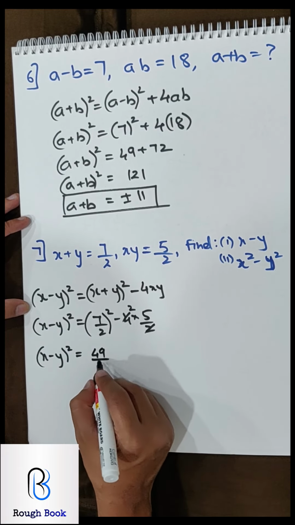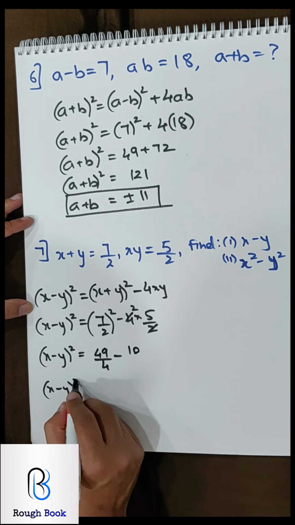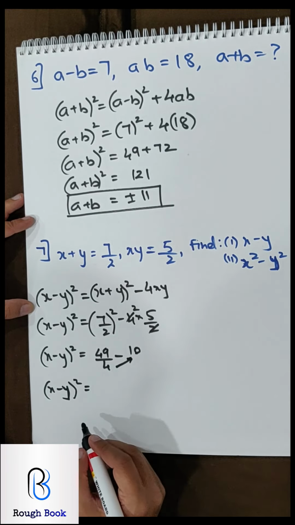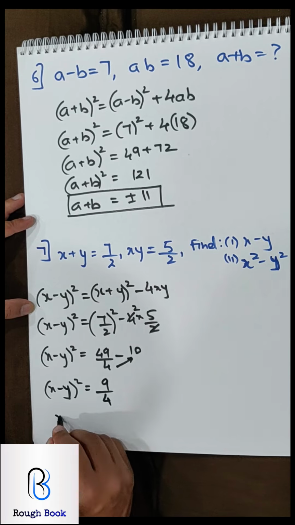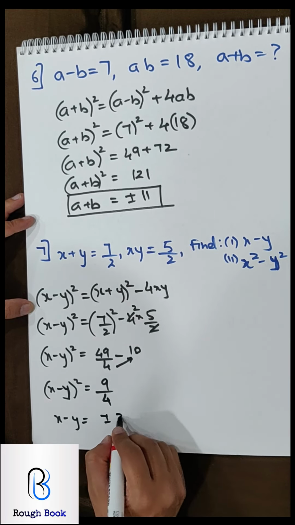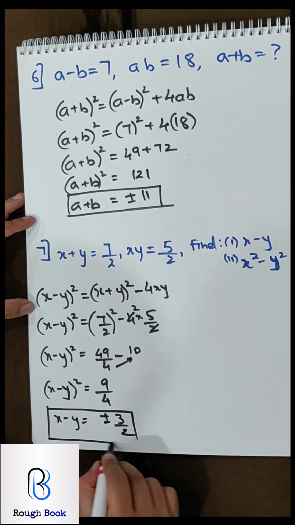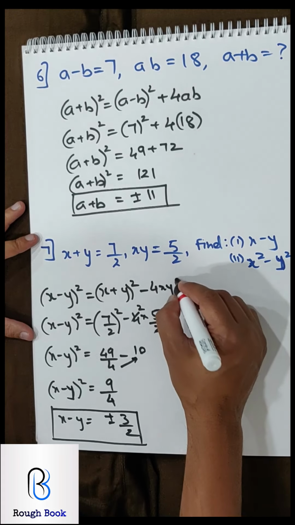7 square is 49 upon 4, and 10. So (x minus y) the whole square is 49 minus 40, LCM, I will multiply these two. So 49 minus 40 will give me 9 by 4. So my answer to x minus y will be plus minus 3 by 2. Always remember throughout this chapter to write plus minus too. Teachers have the tendency of first looking into that and deducting your marks.